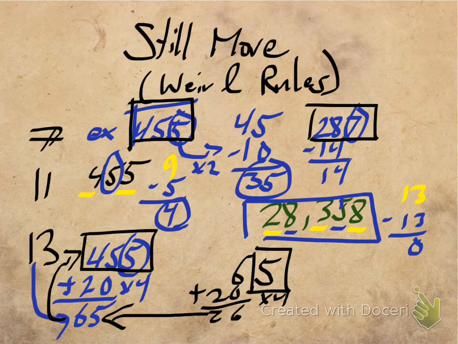I'm going to cheat with a calculator. It turns out 455 divided by 13 comes out to be exactly 35. So yup, our rule worked. So that's the 7, the 11, and the 13 rule.